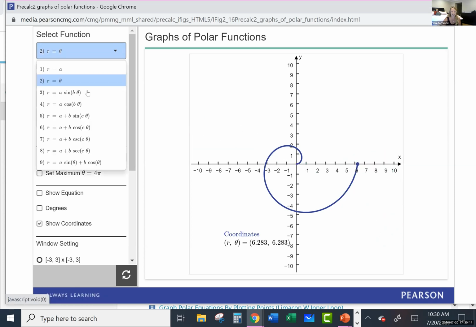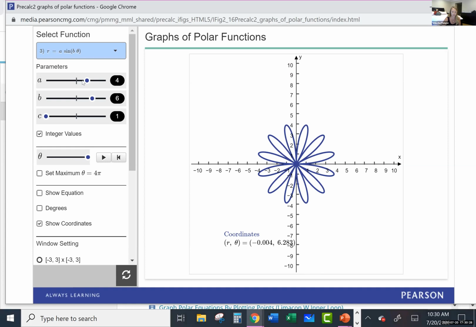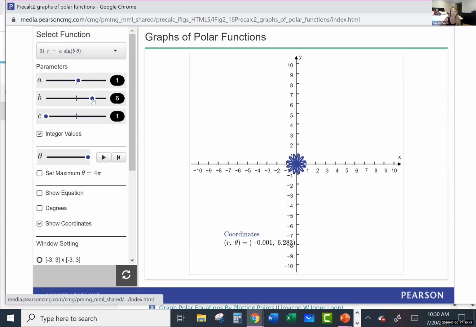So r equals a sine b theta. Actually, I think that one gives us horizontal lines and vertical lines. I'm wrong again. Okay, so this a value is the number out front of your sine, and the b value is part of the argument. The value of b actually gives us how many petals this graph has. Let me blow it up. Let me make a a little bigger.